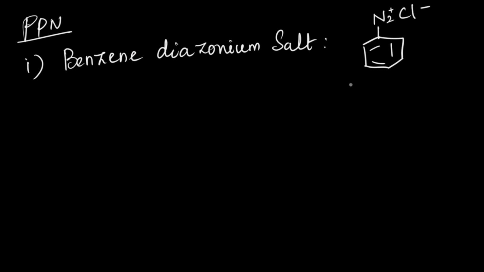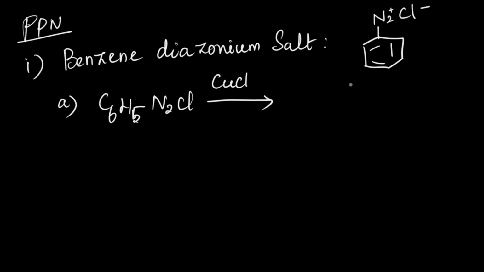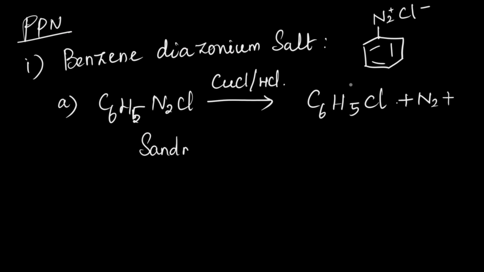Okay, so from this, how can I prepare haloarene? Let me write that as C6H5N2Cl with CuCl and HCl, which will give us C6H5Cl with the elimination of N2 gas and other byproducts. This reaction is called the Sandmeyer reaction.